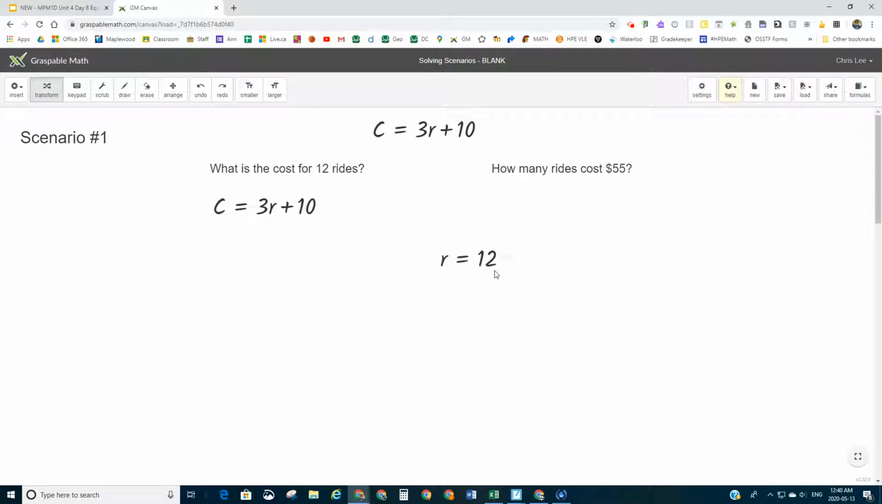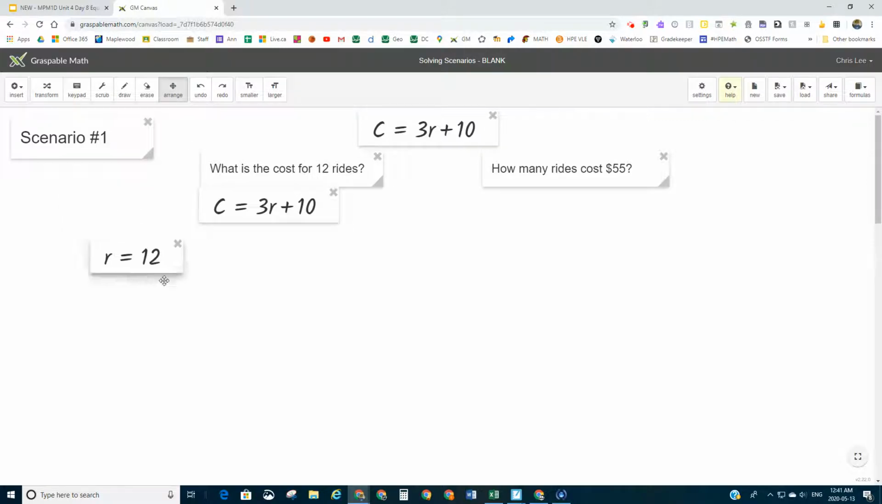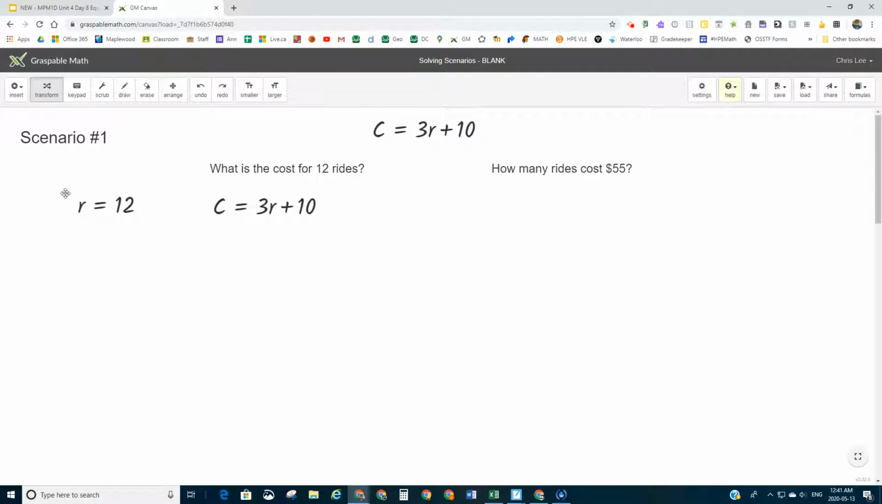Now you notice it's kind of in the way right here, so I'm going to drag it over here. You can drag by going just to the left of the expression and moving it over. If you're struggling with finding that little crosshairs to move, you can also push the arrange button, and you get a bunch of text boxes that you can move. But we don't want arrange, we want the transform menu. So you can just rearrange it over here.